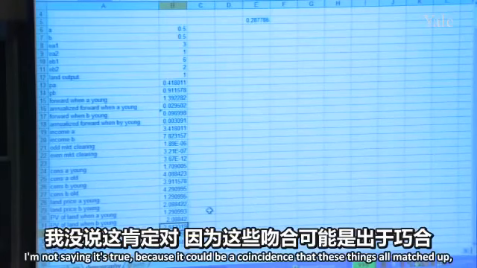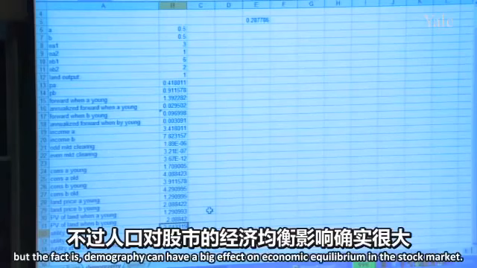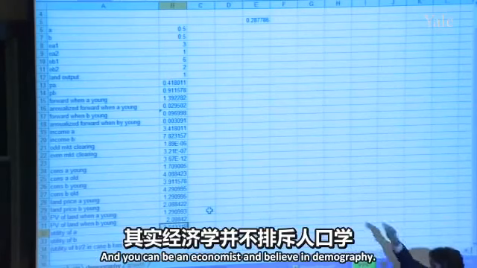Okay, so there really could be. I'm not saying it's true, because it could be a coincidence that these things all matched up. But the fact is, demography can have a big effect on economic equilibrium in the stock market, and you can be an economist and believe in demography.